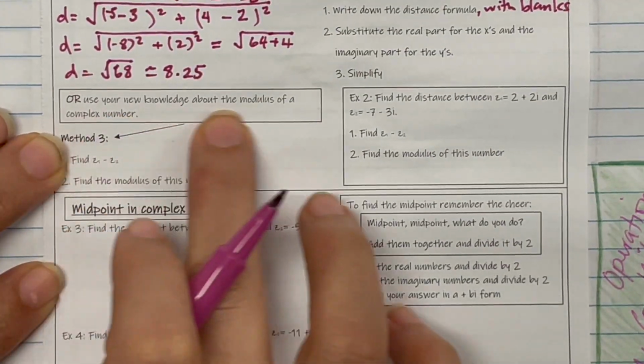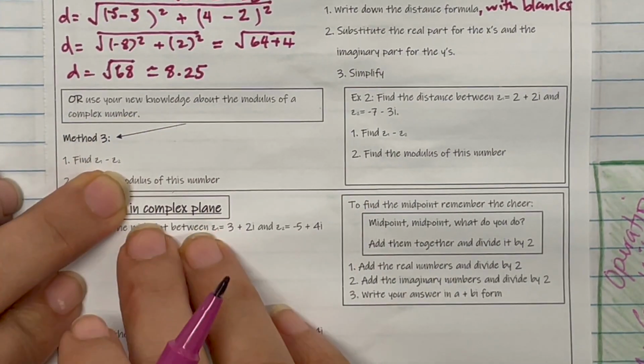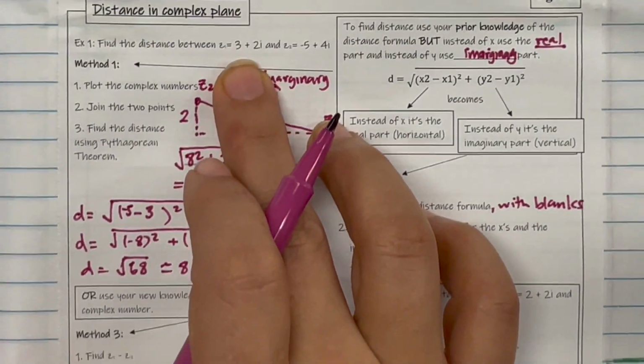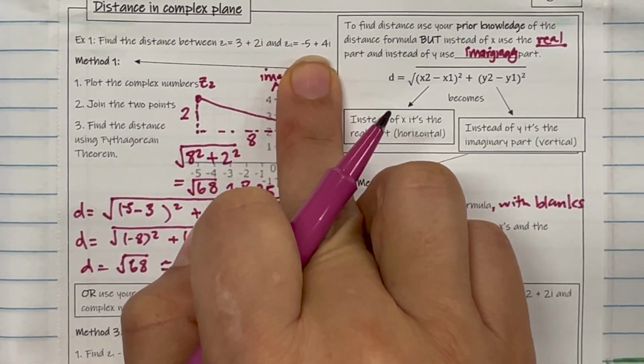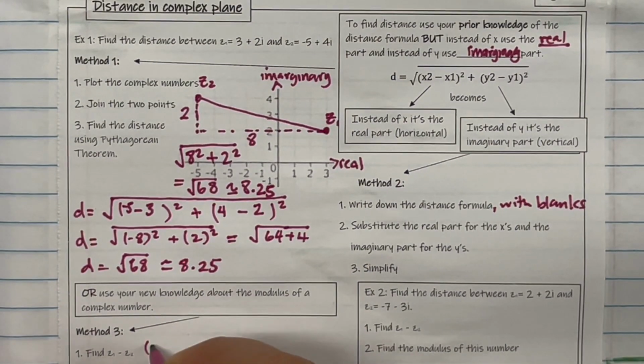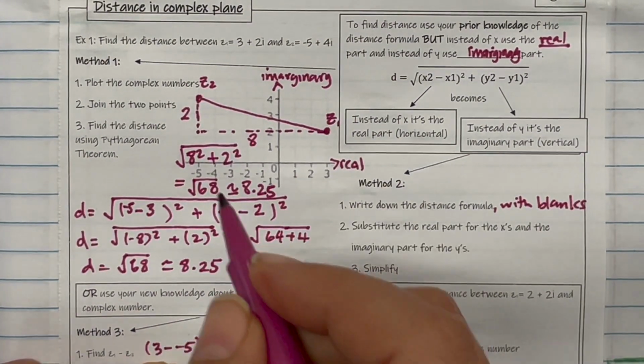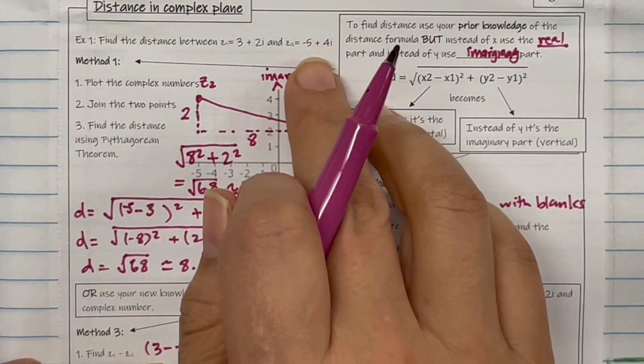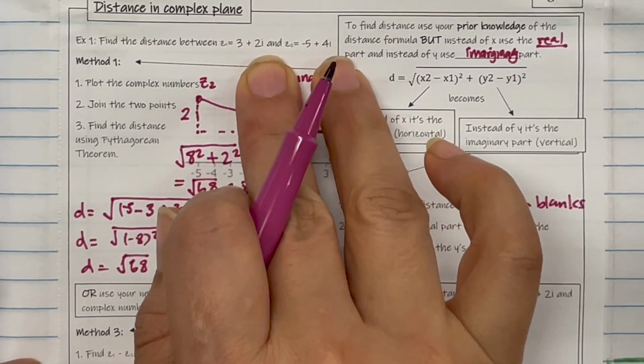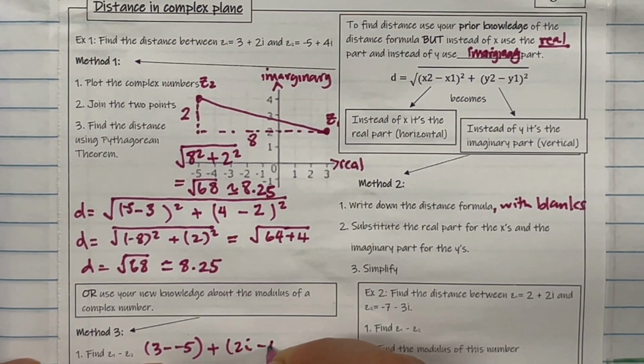Now we're going to apply complex. How do I do distance in complex? What you do is you subtract the two complex numbers from each other. Honestly, the order does not matter. So you remember, you subtract the real part, 3 minus -5, and then you subtract the imaginary part, so plus 2i minus 4i.